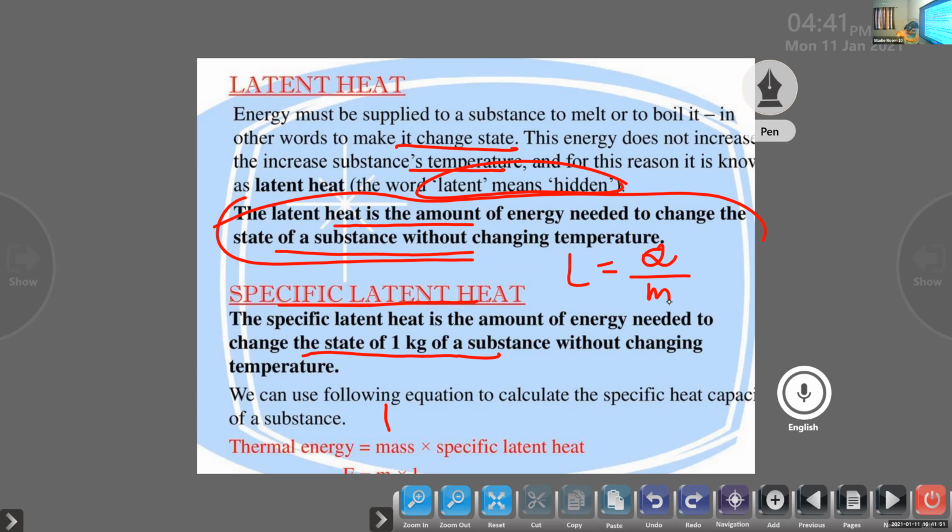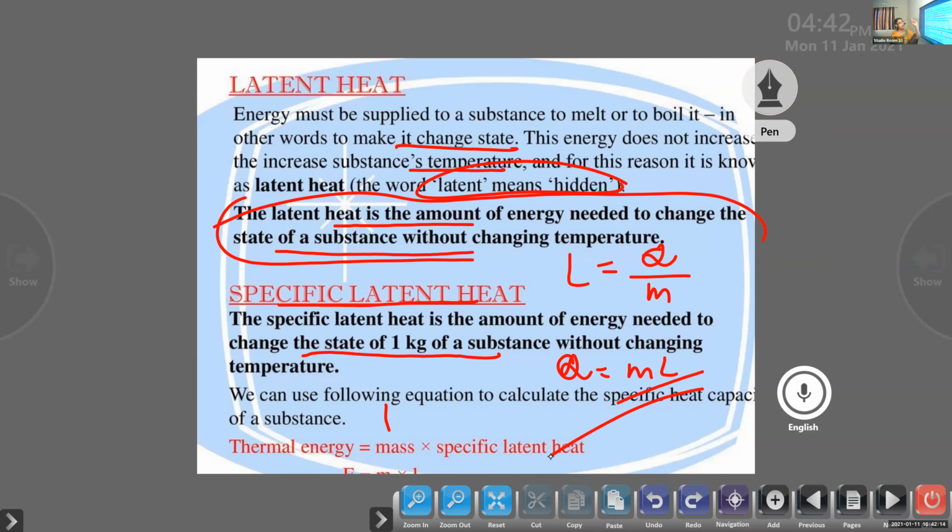Latent heat is equal to Q divided by M, or the hidden heat energy. How much heat energy you are giving, you can calculate from the same equation: Q is equal to M into capital L.